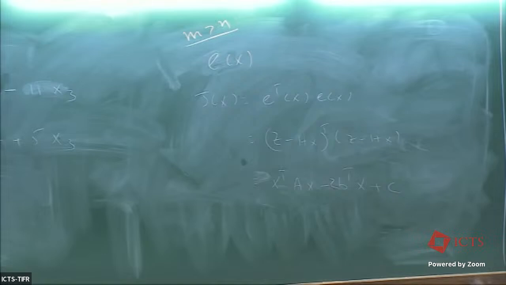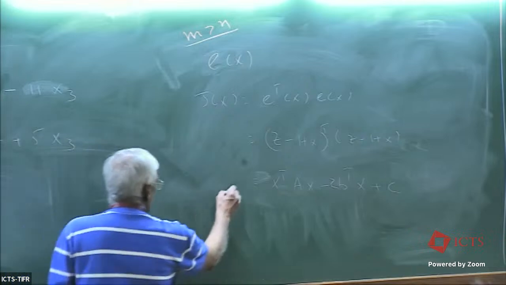Right here. This is X transpose AX. This is B transpose X. That is C. That's a quadratic function. So how did we solve the problem?